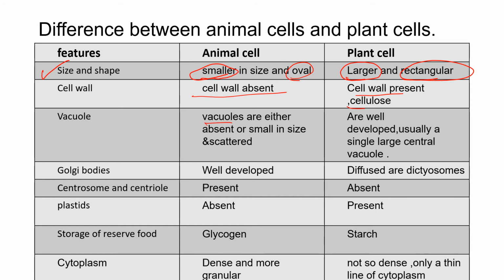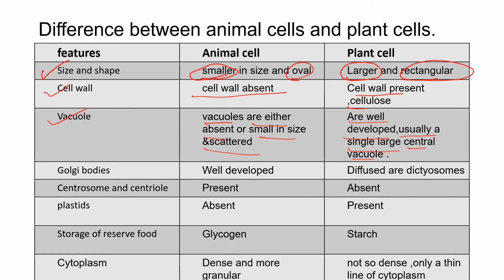Now, when we are looking at vacuoles, the third point of differentiation, vacuoles are either absent in the animal cell or they are very small in size, and they are mainly scattered throughout the cytoplasm. Coming back to the plant cell, they are very well developed and usually there is a single central large vacuole. Okay. Now, these are the differences.